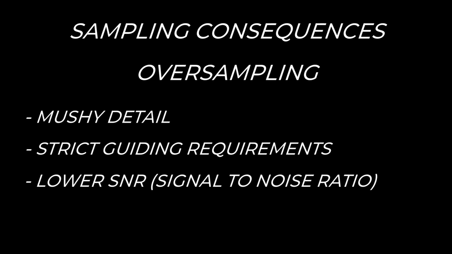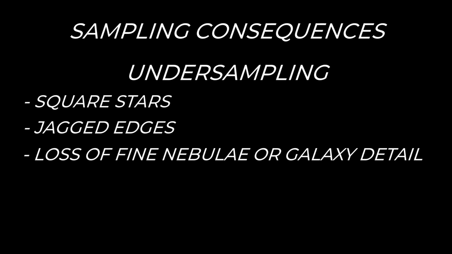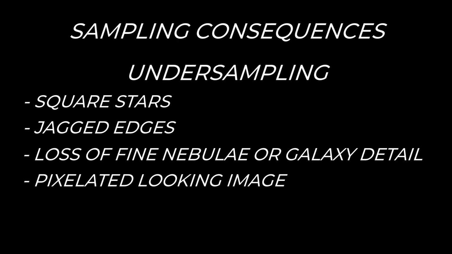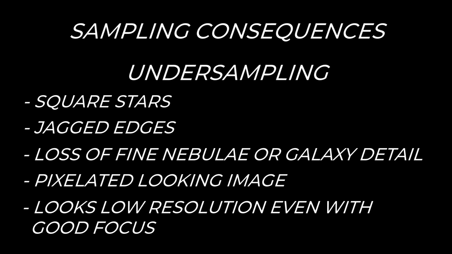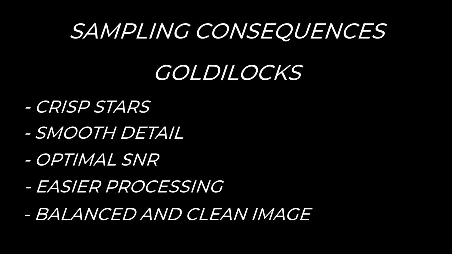So now that we know what oversampling and undersampling are, what are the consequences of each and how do we tell where we stand? Oversampling leads to mushy detail, strict guiding requirements, and lower SNR, or signal to noise ratio. You're likely oversampling if everything looks soft, fine details look mushy, and tiny stars look blurry no matter what you do. Undersampling leads to square stars, jagged edges, loss of fine nebula or galaxy detail, and a pixelated looking image. You're likely undersampling if stars look square, details break into blocks, edges look jagged, and the image looks low resolution even with good focus. Ideal sampling gives you crisp stars, smooth detail, optimal SNR, and easier processing, a balanced and clean image. You're in the sweet spot if stars look round and detail looks crisp.